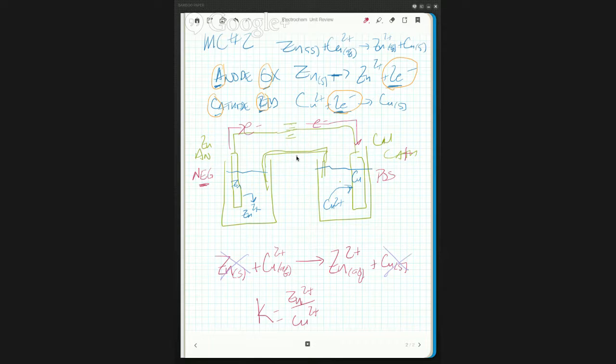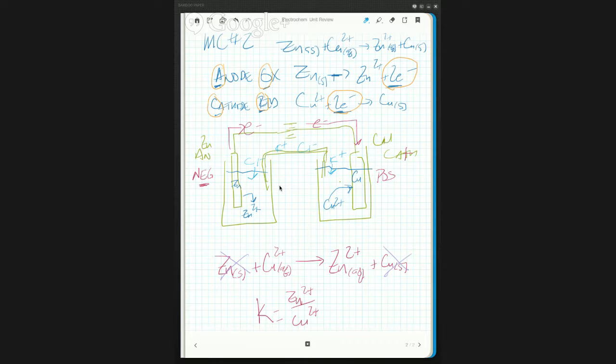D, the salt bridge contained KCl as an electrolyte. Well, that really doesn't matter, honestly. If you have KCl in here, you have K plus and Cl minus, and the K pluses are going to go over here, and the Cl minuses are going to end up going over here, to get it balanced, and it doesn't matter at all.